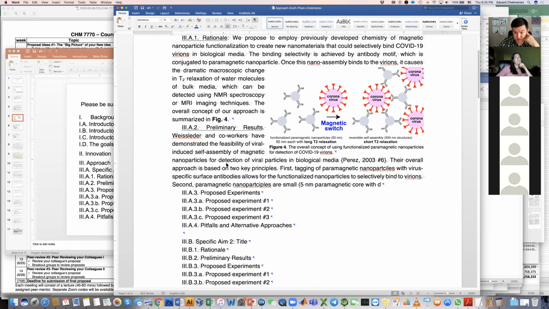So what I'm writing here is: Wayslater and co-workers have demonstrated the feasibility of viral-induced self-assembly of magnetic nanoparticles for detection of viral particles in biological media. Here I'm inserting this citation, which I will then format properly. So what I'm doing here, I'm inserting the text from my endnote.